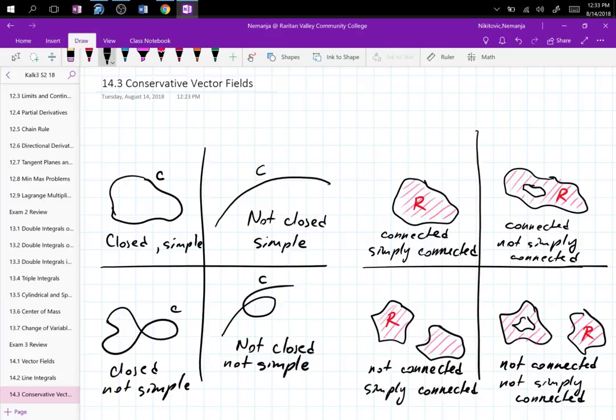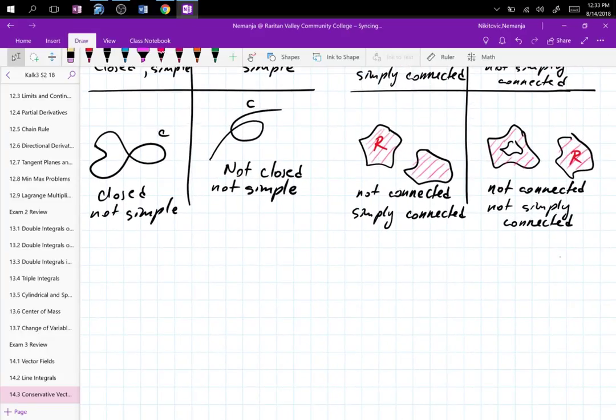So now we are going to go into conservative vector field, define conservative vector field, take a look at the test for conservative vector field, and then after that figure out how to find the potential function which generates conservative vector fields.